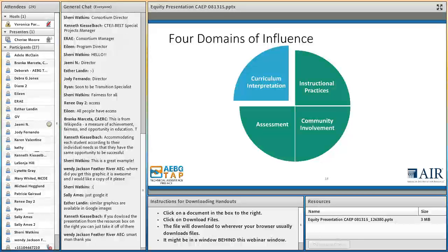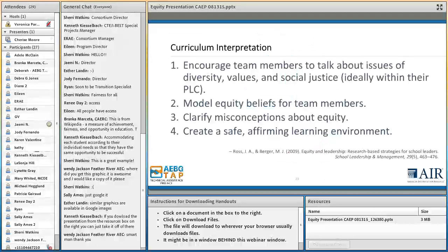I'm sure you can read into all of them already what some strategies related to enhancing equity might be, and we don't have time to go through all of them. So we are going to be focusing on curriculum interpretation and what that means when we think about strategies to enhance equity. You are going to have the resources, though, to dig deeper into the other areas too.